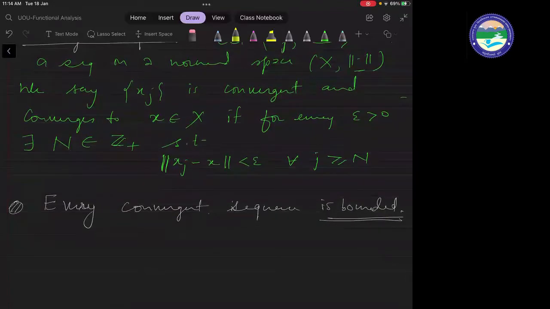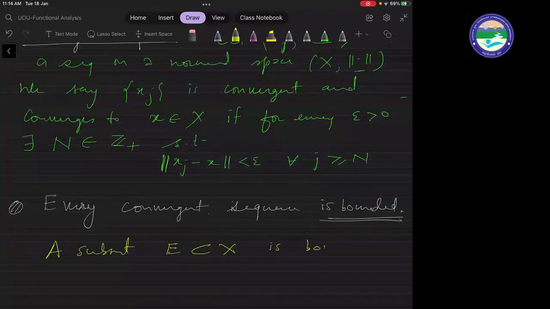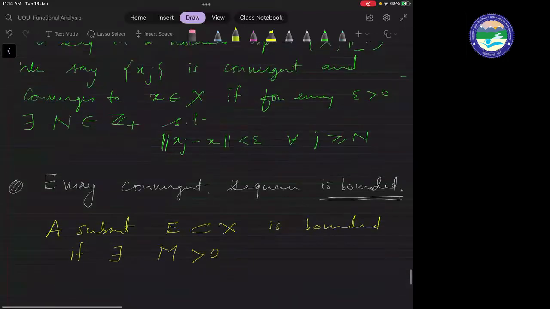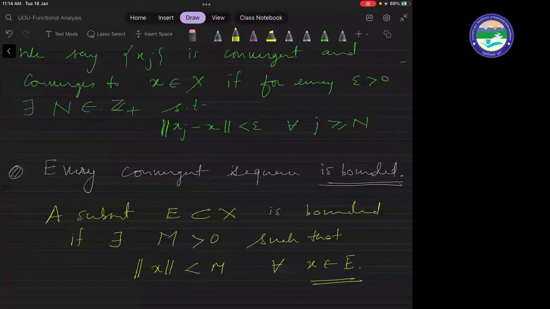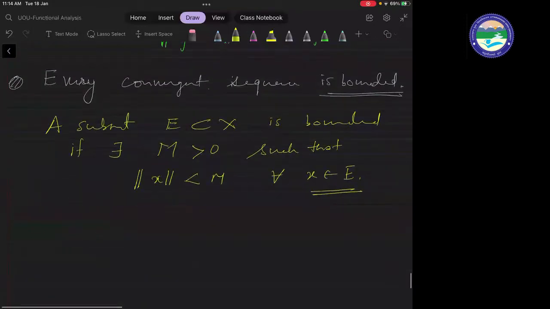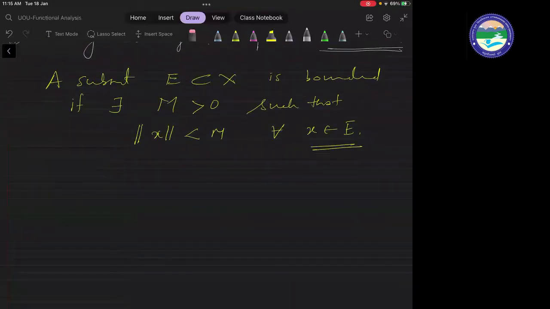But you can say it in this way also: a subset E of X is bounded if there exists a positive number M such that norm x is less than M for all x in E. Okay, is this okay? Yes, sir.